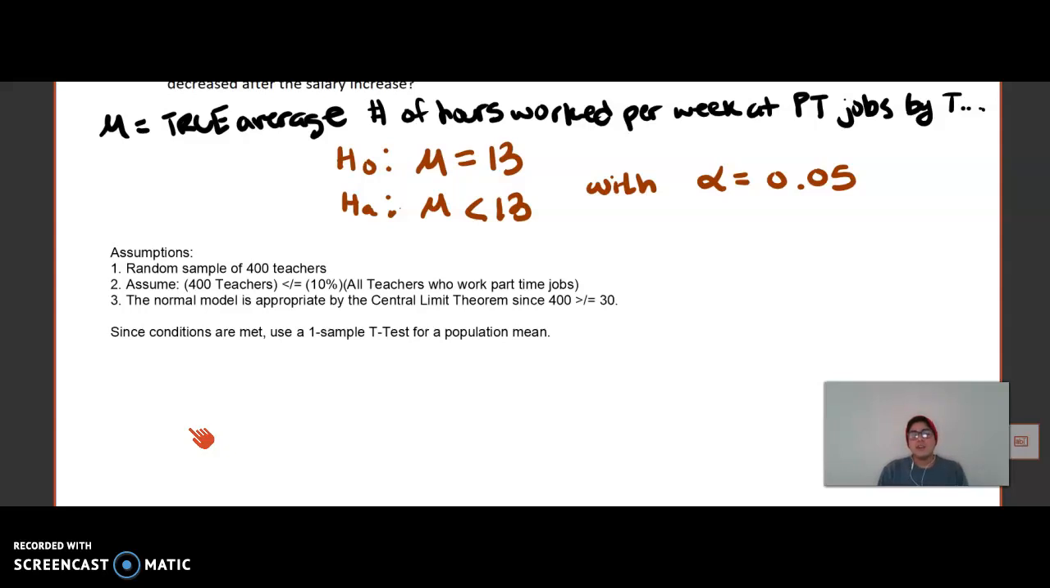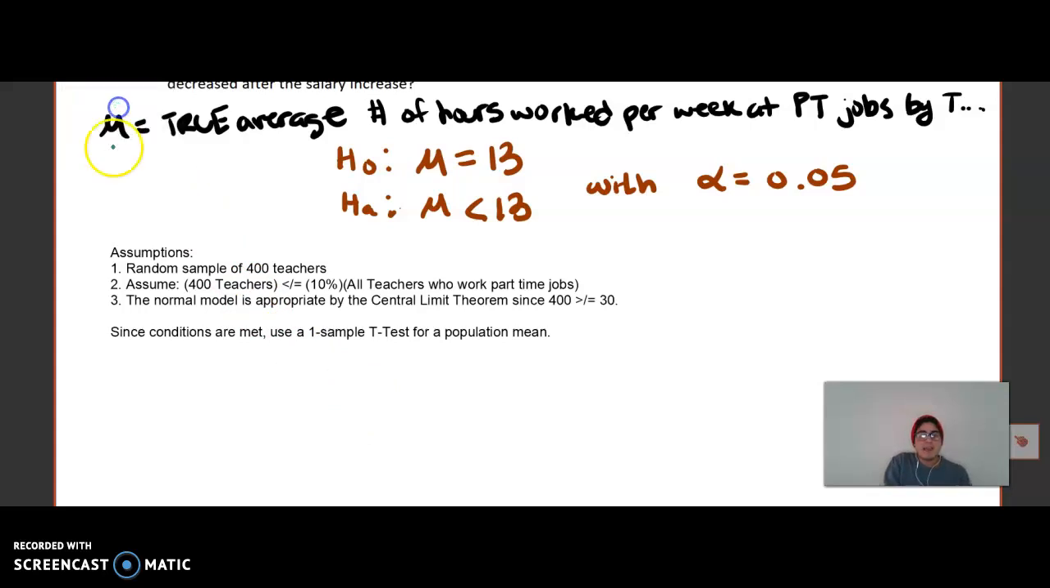Now, in order to conduct my procedure, I need to check a few assumptions. It was stated that we use a random sample of 400 teachers. I can definitely assume that 400 teachers is less than or equal to 10% of all teachers who work part-time jobs. That's only about 4,000 teachers, most definitely. The normal model here is appropriate by the central limit theorem, since our sample size of 400 is greater than or equal to 30. Now, since our conditions are met, we're going to use a one sample t-test for a population mean, or for mu.